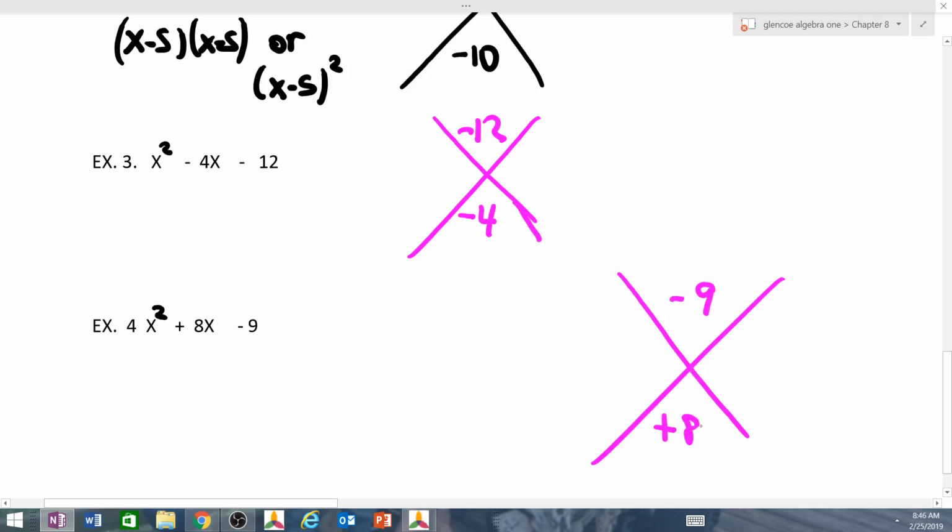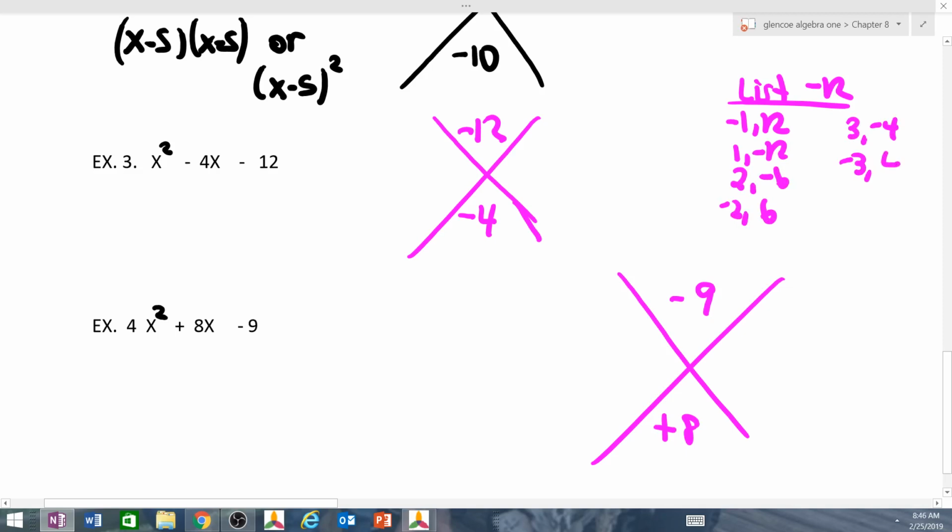So you have to use your brain here, and we have to think about positives and negatives. So x squared minus 4x minus 12. If you get stuck, just go over here and list the factors of negative 12. Negative 1 and 12, 1 and negative 12, 2 and negative 6, negative 2 and 6, 3 and negative 4, negative 3 and 4.